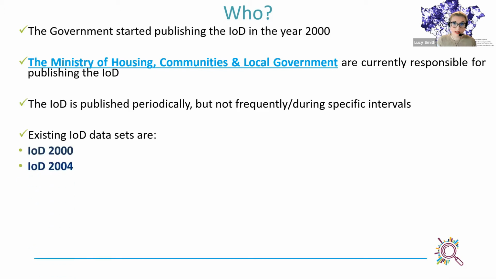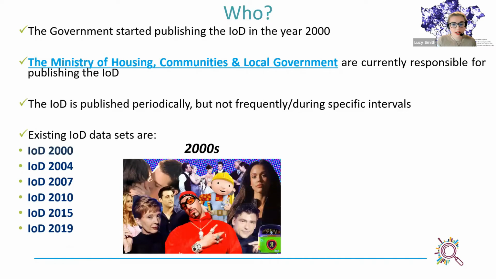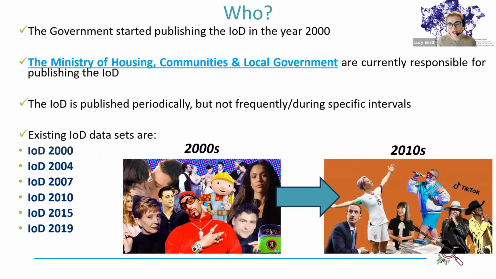So these are all the existing sets. You've got 2000, 2004, 2007, 2010, 2015, and then the latest publication, which is 2019. It's quite a nice data set actually, because if you think about the change, even within the UK and our political landscape from the early 2000s to the late 2010s, there's a lot of change there. So the data set is quite a useful example of a longitudinal study that you can look at.